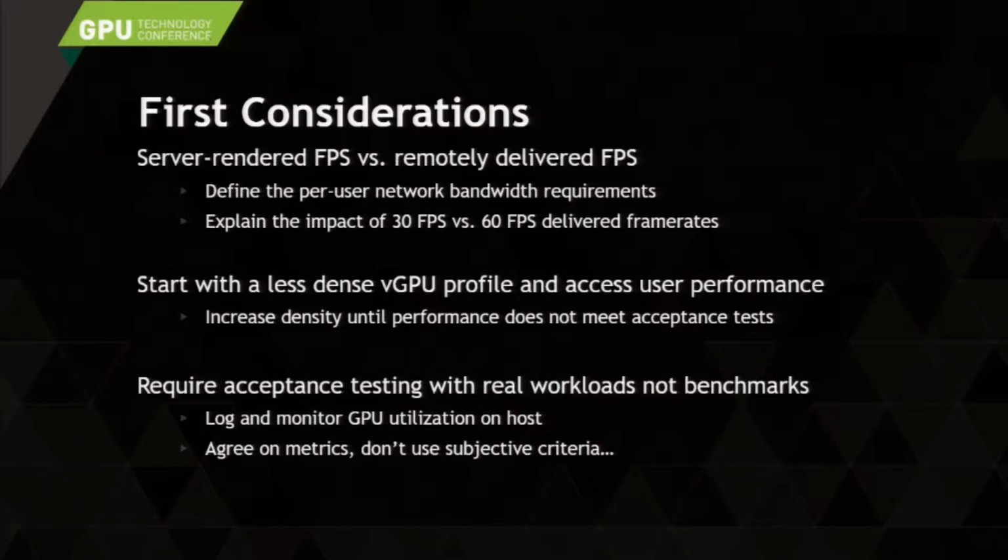So when you're thinking about sizing, you need to start with a less dense vGPU profile and then assess the user performance. Then increase the density until the performance doesn't meet the user requirements. Don't start with the most density and then make it less dense. You should start with the least density and then make it more dense until the performance doesn't meet the acceptance testing.